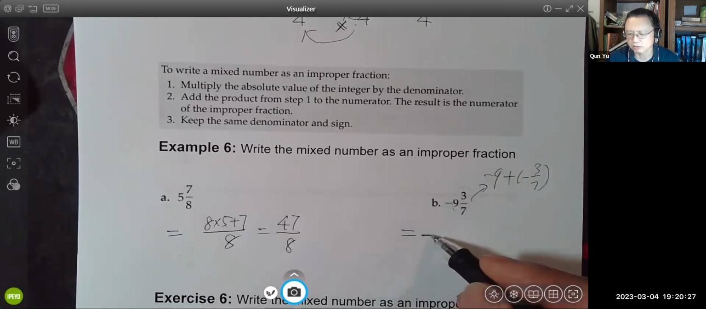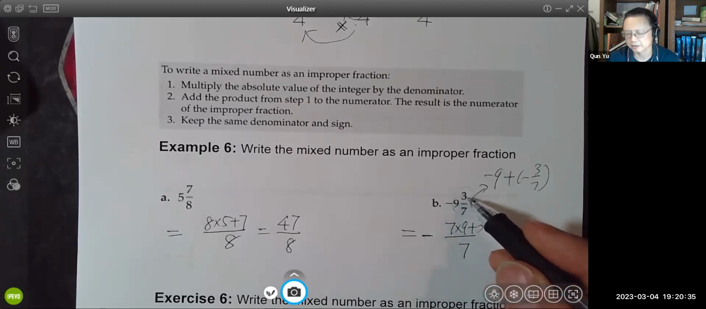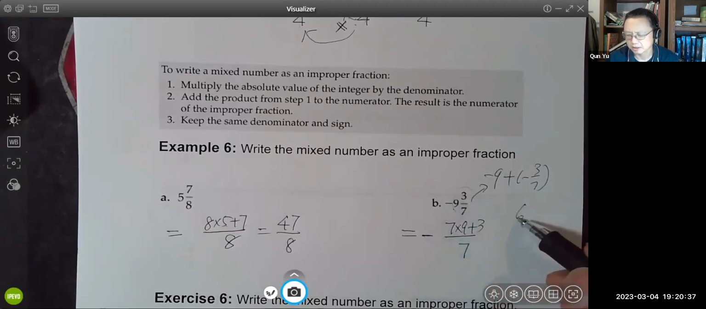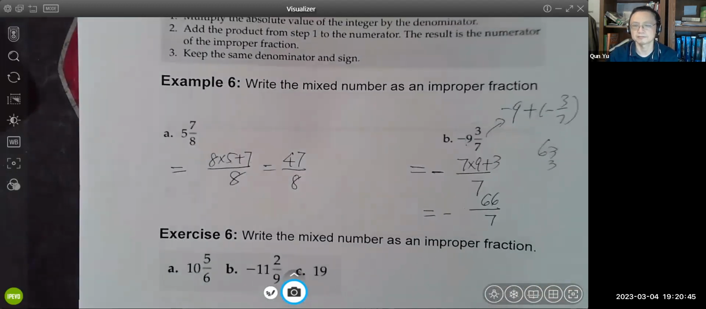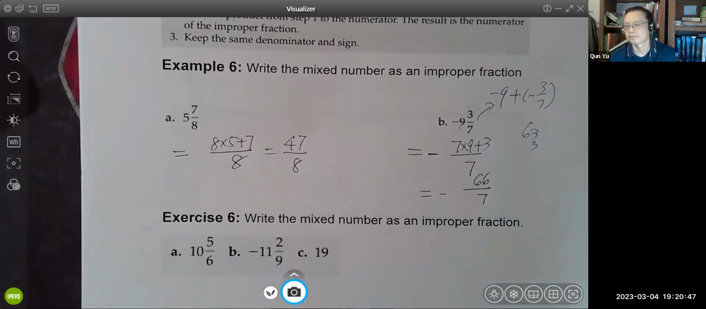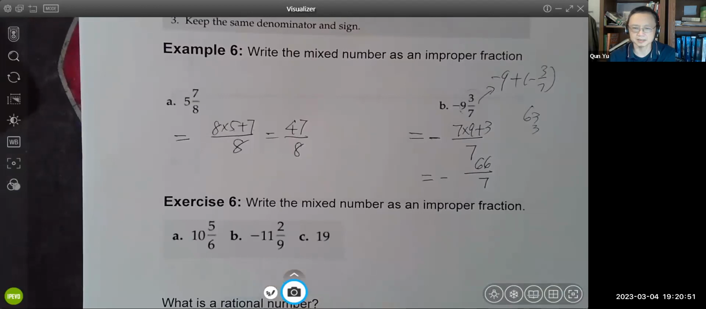We just carry over this negative sign, but still do the same thing. 7 times 9 plus 3. Multiply, 7 times 9, 63, plus 3, 66. So we got negative 66 over 7. Now, finish it. And here's another set of exercise problems.